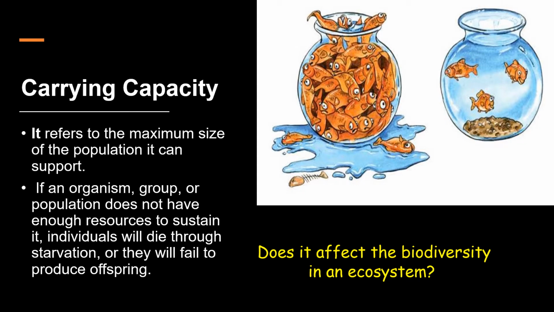We have what we call a carrying capacity. It refers to the maximum size of the population it can support. If an organism, a group, or a population does not have enough resources to sustain it, individuals will die through starvation, or they will fail to produce an offspring. Now, does it affect the biodiversity in an ecosystem?